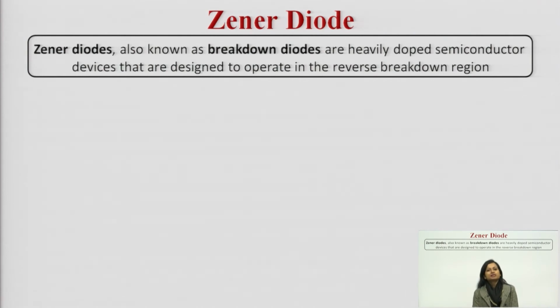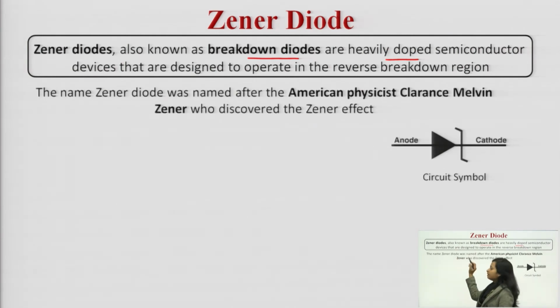Now, let us discuss the second topic of today's video lecture, which is the Zener diode. See, at this particular point, it is very clear to you what is Zener breakdown and what is avalanche. So, now let us discuss the Zener diode. A Zener diode is also known as a breakdown diode, because for this we have already discussed the breakdown mechanism, and it happens in heavily doped semiconductor devices. The name Zener diode was fixed on the basis of the name of the scientist who developed this, American scientist Clarence Melvin Zener. He discovered the Zener effect.